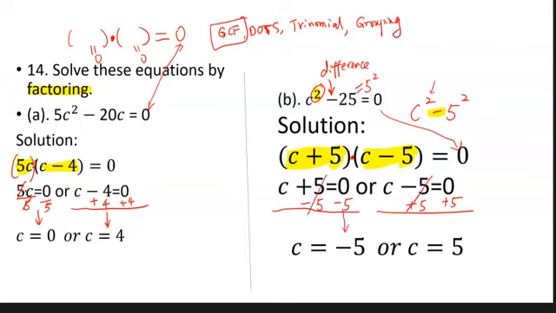So now we have 0 minus negative 5, that's negative 5, and 0 plus 5, that is 5. Again, we got two answers.